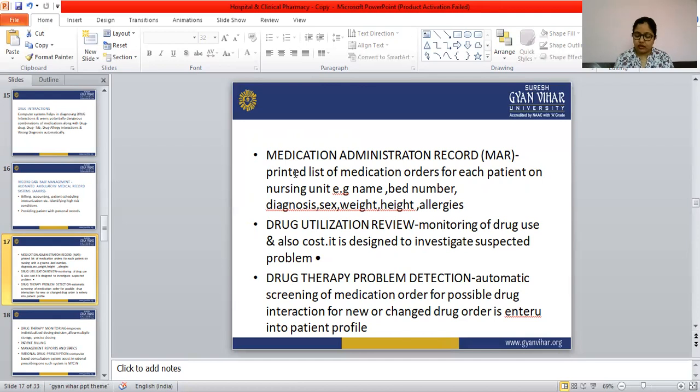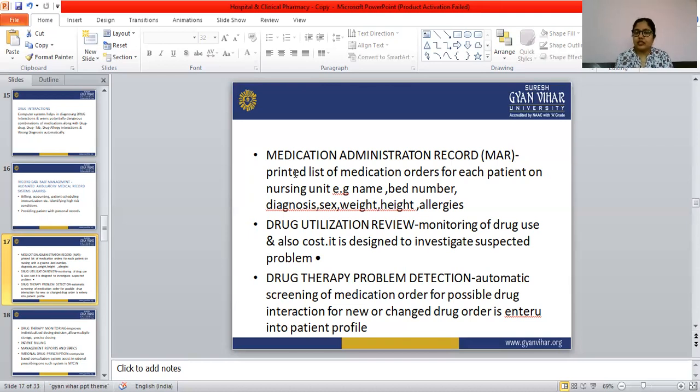The clinical pharmacist uses the computer. For maintaining the medication administration record, the computer is very widely used. There is a printed list of the medication orders for each patient on the nursing unit, which includes name, bed number, diagnosis, sex, weight, height, and allergy. That printed list is given by the clinical pharmacist with the help of the computer.